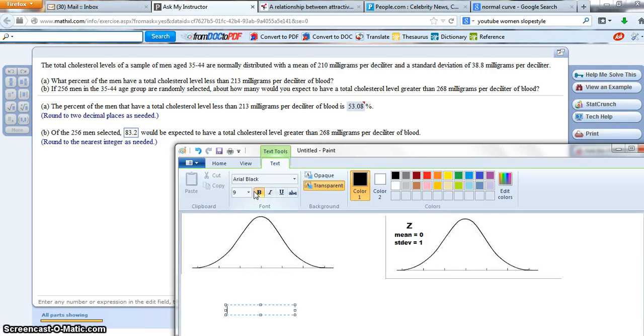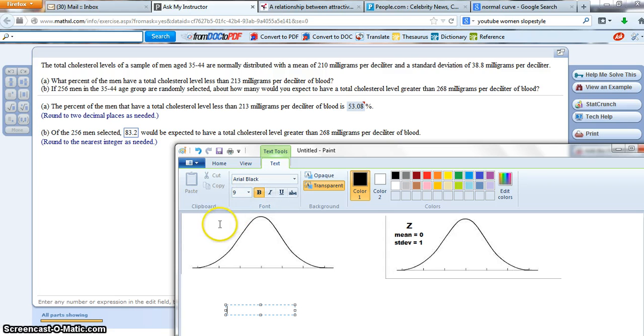I am going to do an example for homework. I think this is question 13 on the homework that's due. It's looking at the total cholesterol levels of a sample of men aged 35 to 44 are normally distributed with a mean of 210 milligrams per deciliter and a standard deviation of 38.8 milligrams per deciliter. And part A wants to know what percent of men have total cholesterol levels less than 213 milligrams per deciliter.